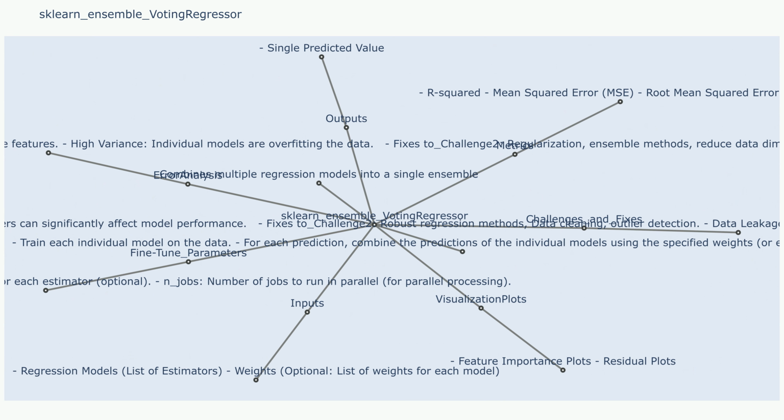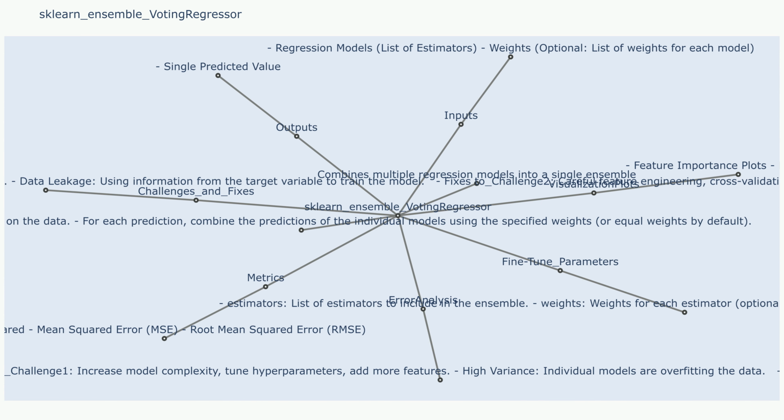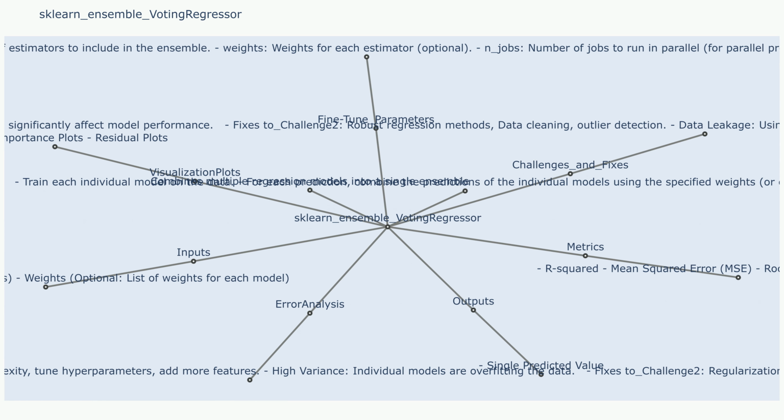Fine-tune parameters. Estimators: experiment with different regression models, e.g., linear models, decision trees, ensemble methods to find the best combination for your specific problem. Weights. Adjust the weights assigned to each estimator to fine-tune the ensemble's performance. You can use grid search or other hyperparameter optimization techniques to find the optimal weights.